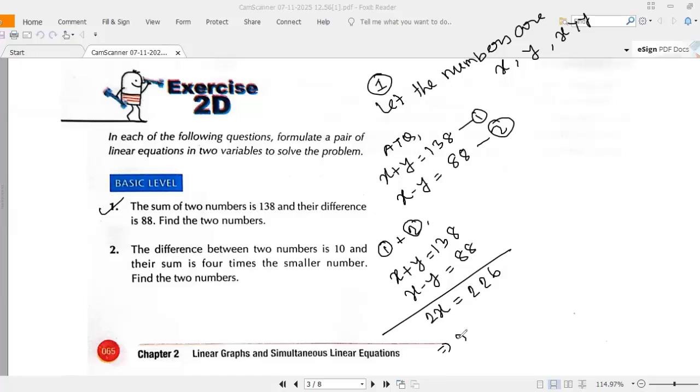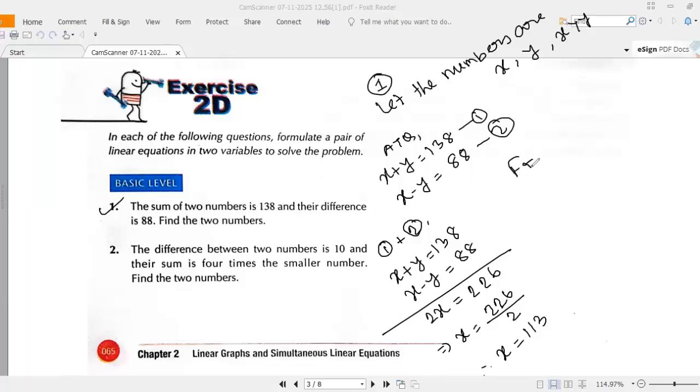Then what is the value of x? x will be 226 divided by 2. After dividing 226 by 2, we will get 113. Now we need to find out the value of y. So we can use equation 1 or equation 2 to find out the value of y.